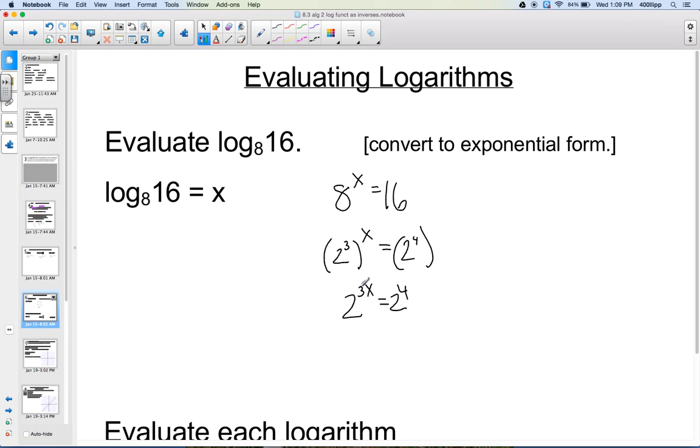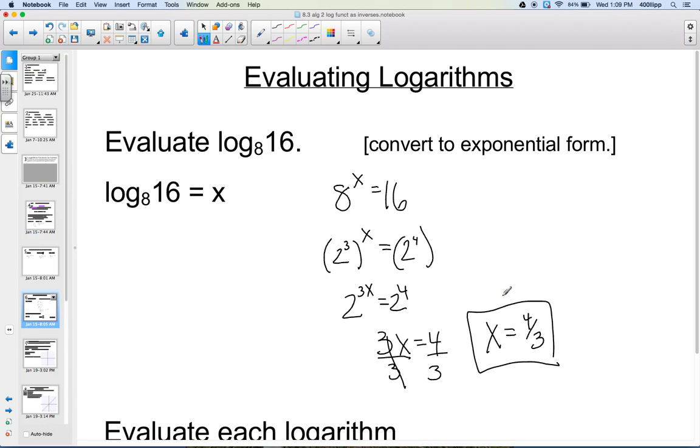So once we get to the same base here, the 2's are the same. Now all you're going to do is you're going to set your exponents equal. So we have 3x equals 4, and then you'll solve for x. Divide both sides by 3, and therefore x is equal to 4/3. So log base 8 of 16 is equal to 4/3.